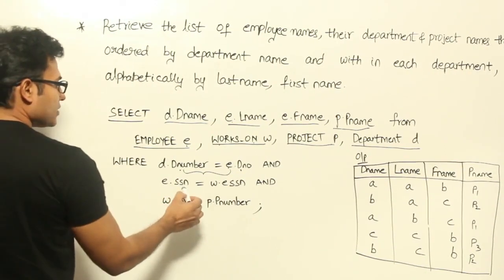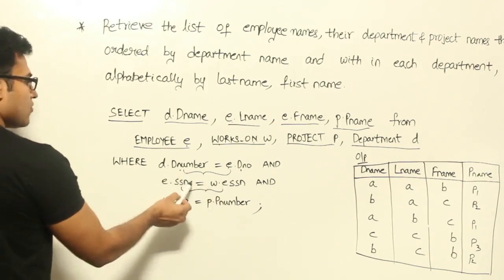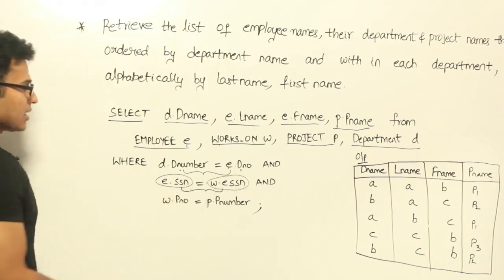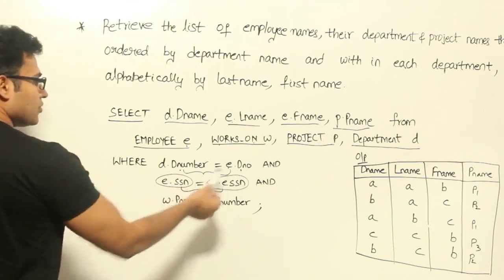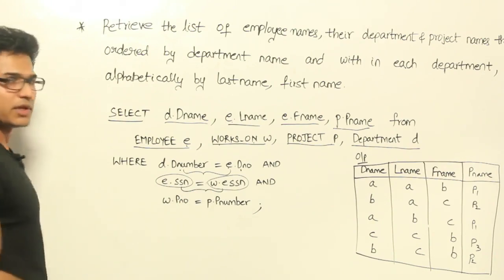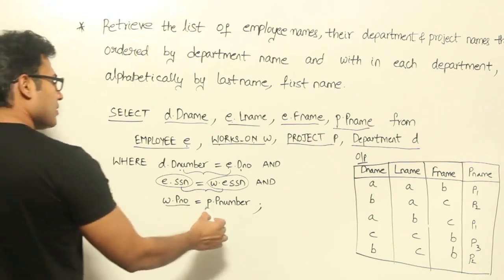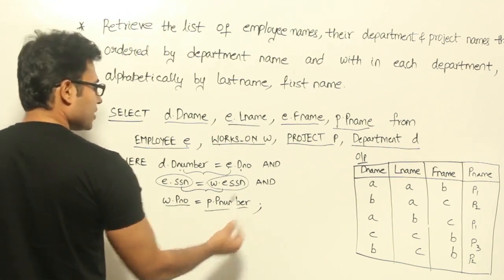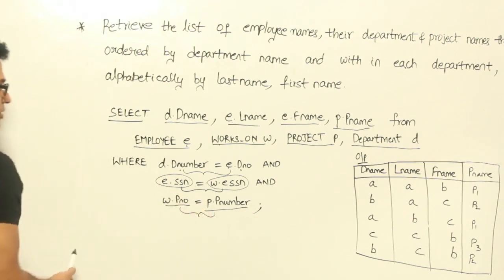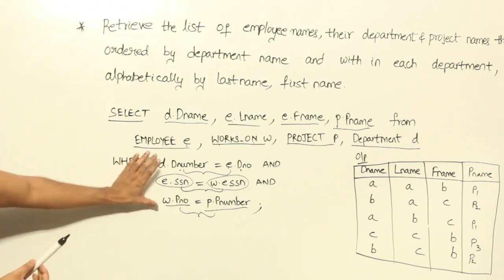And then by using this condition, which means E.SSN equal to W.ESSN, I can find out for every employee what is the project he is working on, right? And then after finding out the project number for which he is working, I want to find out the project name. For that reason, I'll take the project number for which he is working, and then I'll combine it with the project table using the project number. So by using these two, I can find out the project name in which an employee is working. All right. Okay, so this is all about the join conditions.